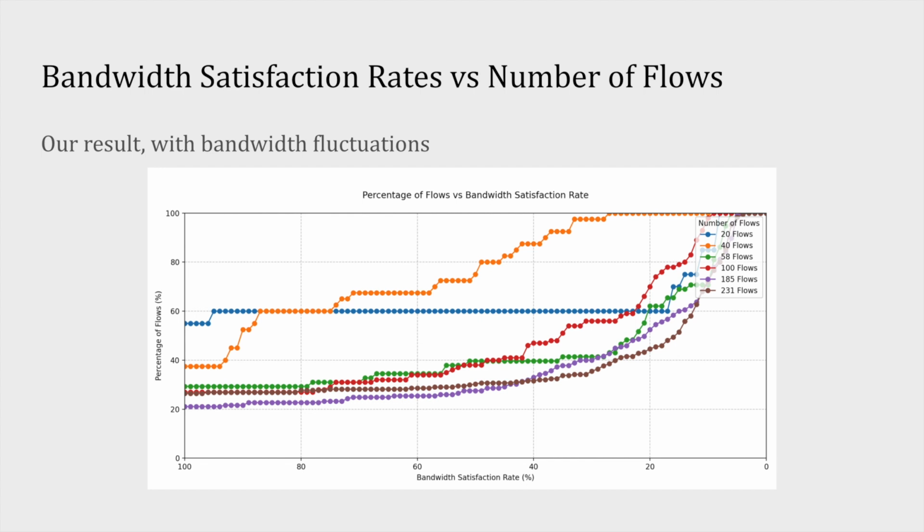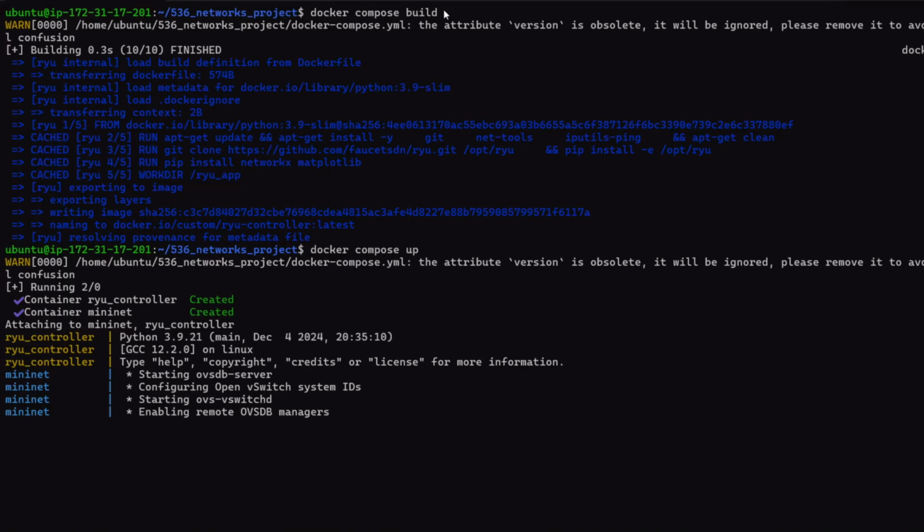And then we decided to look at the percentage of flows versus the bandwidth satisfaction rates when we change the number of flows that we study. The reason we decided to do this is because the paper only does 200 flows, and we can see a very clear trend that as the number of flows increases, the bandwidth satisfaction rate decreases, and this is because there's more overlap between flows.